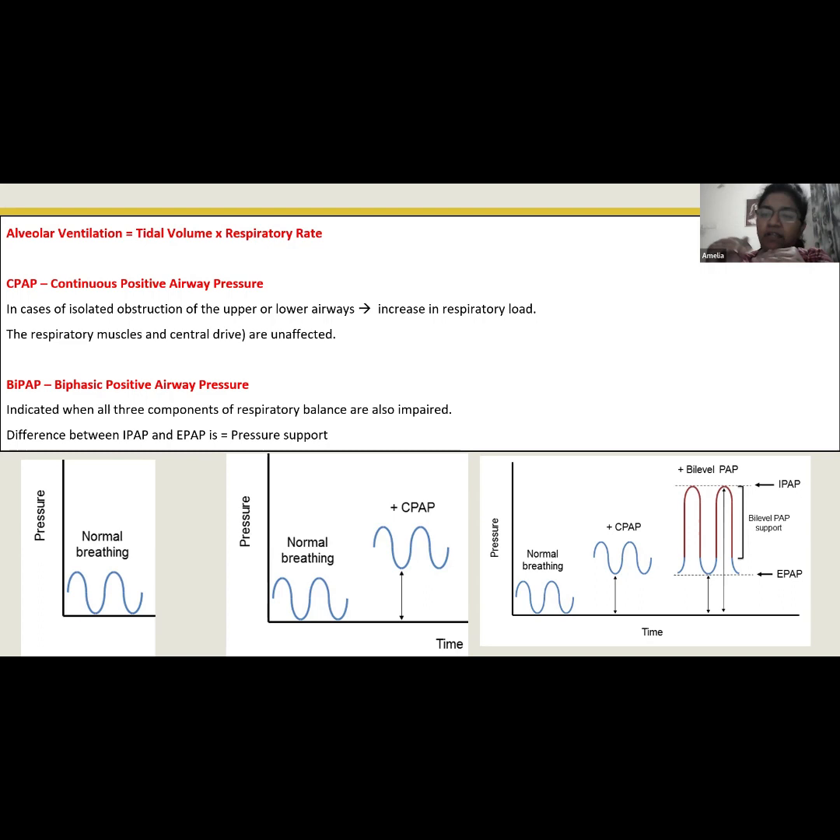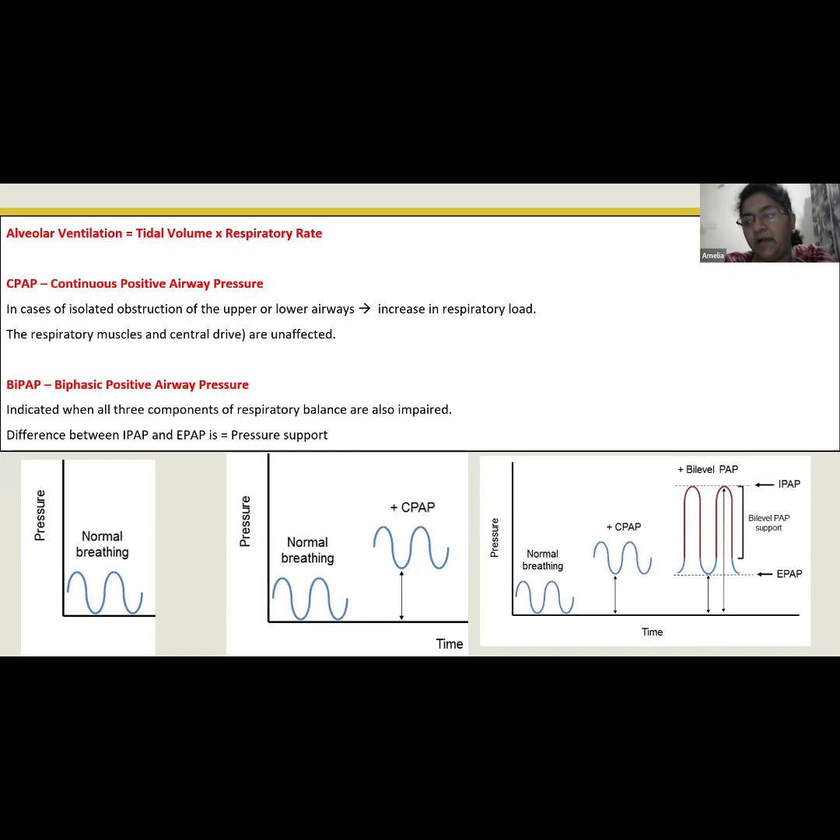The difference between the IPAP, which is the inspiratory positive airway pressure, and the expiratory positive airway pressure is called the pressure support. That is the pressure support that you are providing through BiPAP, which is biphasic positive airway pressure. This is the basic terminology which you would have to understand when you're on the ward round, when the pulmonologist actually gives the values, the numbers that are written. What is it? Why are they giving it? If you can understand this basic, then it would help you understand what is happening.